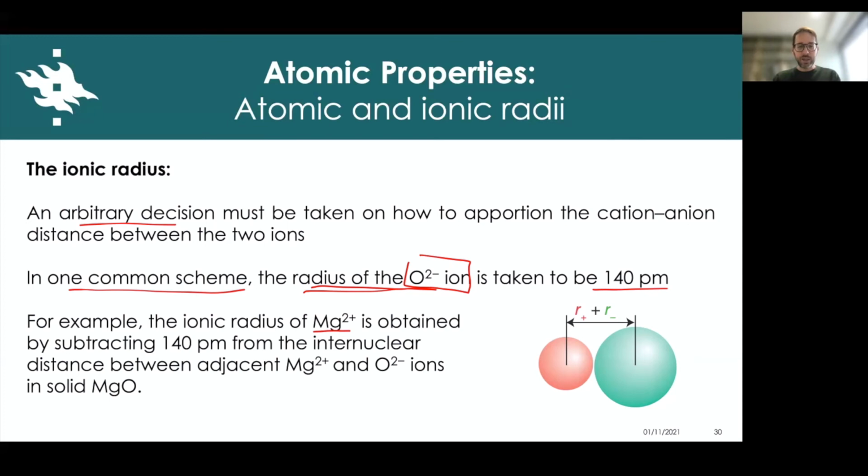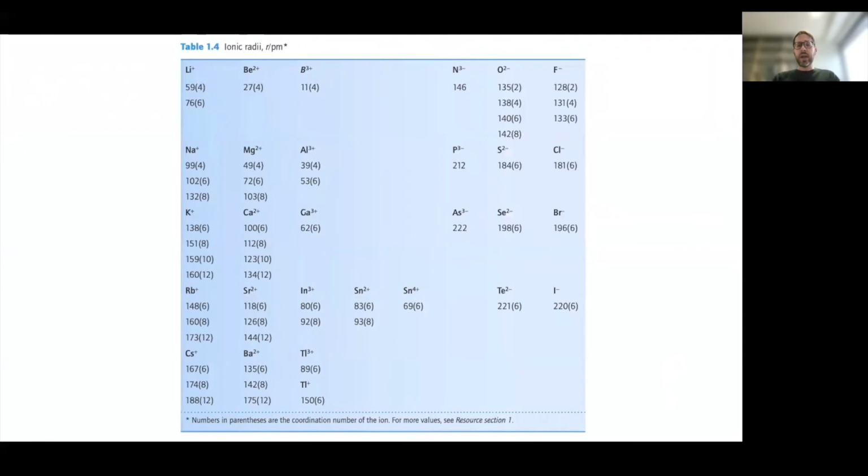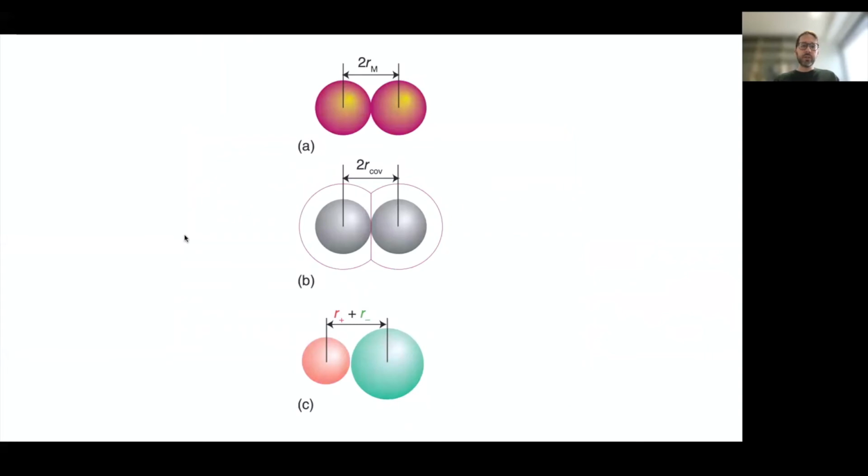So the radius of magnesium 2 plus is obtained by subtracting 140 picometers, which is approximated as the radius of the ion O2 minus, from the internuclear distance between adjacent Mg2 plus and O2 minus ions in the solid. So this is how we can then stipulate the ionic radii for the other elements. And here we have a table for the variations of the ionic radii for the different cations and anions across the periodic table. All right, so these are the three definitions: metallic radius, covalent radius, so atomic radius, and ionic radius.